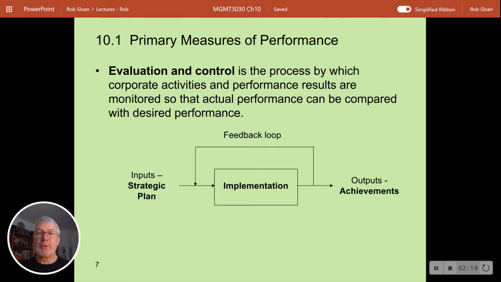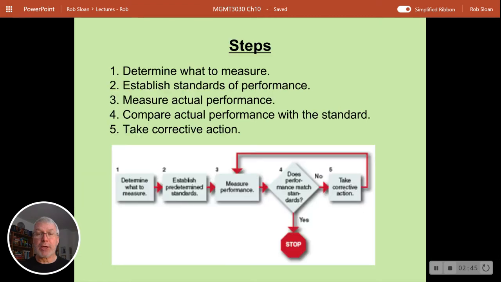It's the process by which corporate activities and performance results are monitored so that actual performance can be compared with desired performance. And you see the very simple model for it, really for any kind of process where you have inputs, in this case, a strategic plan, you implement it, and then you have outputs, which are your achievements. After implementation, you feed back on how well you achieved it, and you can make adjustments.